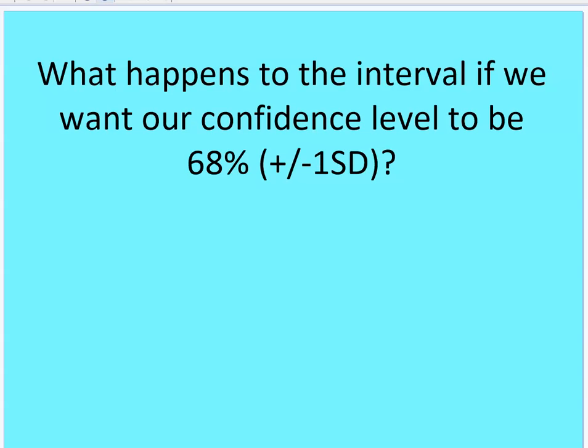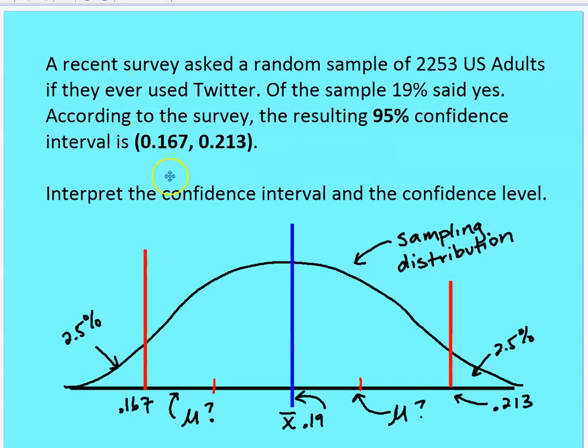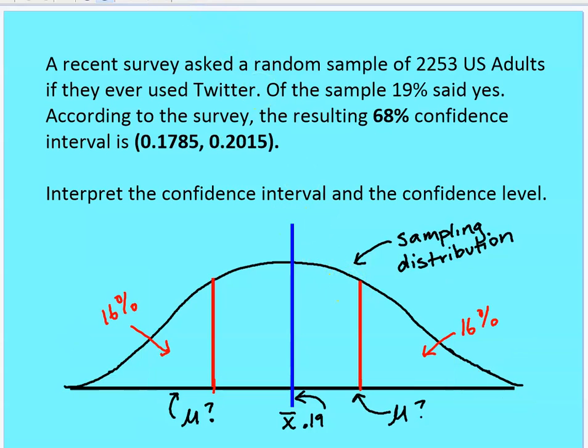Now, what happens to the interval if we want our confidence level to be 68%, which is plus or minus 1 standard deviation? All right, so here's the original interval, 0.167 to 0.213, and now we're going to move that standard deviation in.